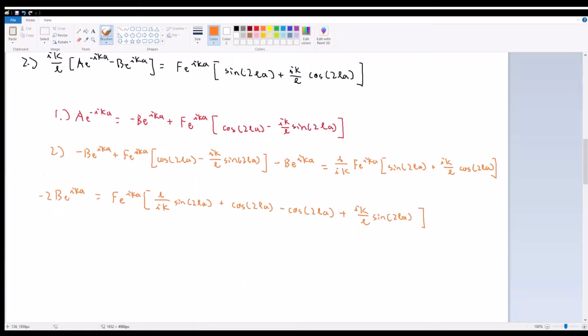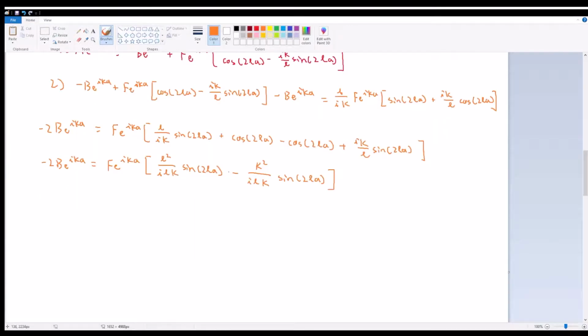Then the cos(2la) terms cancel, and we get negative 2B e^(ika) is equal to F e^(ika) times, if I combine these, l²/ik sin(2la) plus ik/l, and multiplying ik at the top gets negative k², so I'm going to turn this positive to a negative, sin(2la).